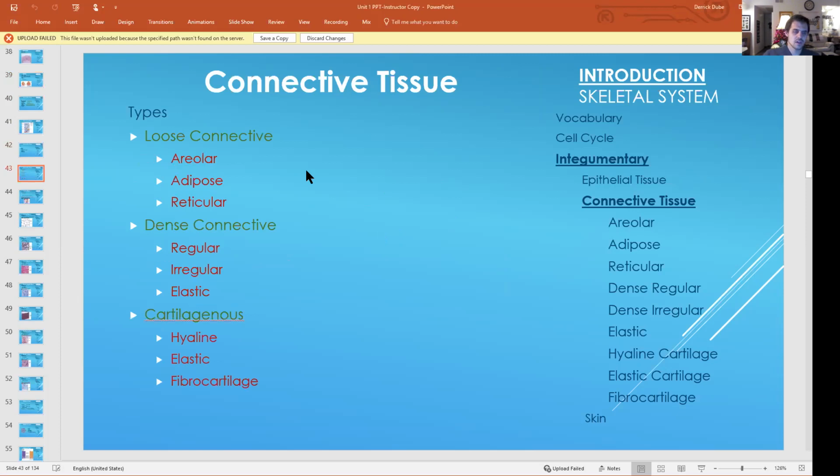All right. So there are 3 general types. You'll see loose connective tissue, dense, and then cartilaginous. Essentially, with the loose, it's going to be really brothy, lots of ground substance. And then your dense is going to have less broth. It's going to be more meaty. It's going to have a lot more of the fibers in it. And so these will be a lot more for support type things.